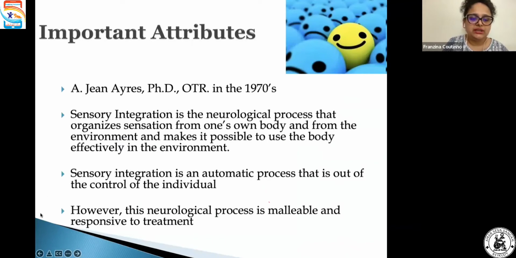So Jane Ayers came up with this concept of sensory integration. This was in 1970. The assumption is that this is a process that organizes sensation from one's own body, from the environment, and allows you to use your body effectively within your space. It's an automatic process that is out of control. So these are her theories from when she came up with it. However, it's a neurological process that is malleable and responsive to treatment.